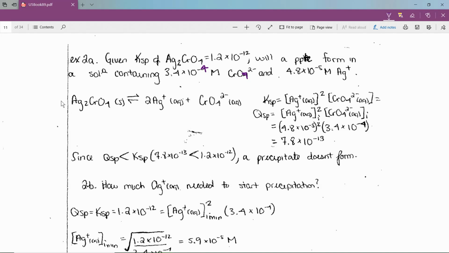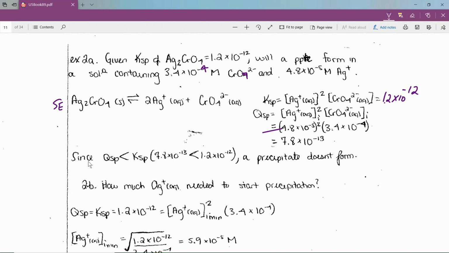So here's my solubility equation. Ag2CrO4 goes to 2 Ag plus CrO4 minus. So my KSP is Ag plus squared times CrO4 minus, which was given as 1.2 by 10 to minus 12. And my QSP is my Ag plus instantaneous squared times my CrO4 minus instantaneous. So it's 4.8 by 10 to minus 5 squared times 3.4 by 10 to minus 4 for my chromate. And I get 7.8 by 10 to minus 13.